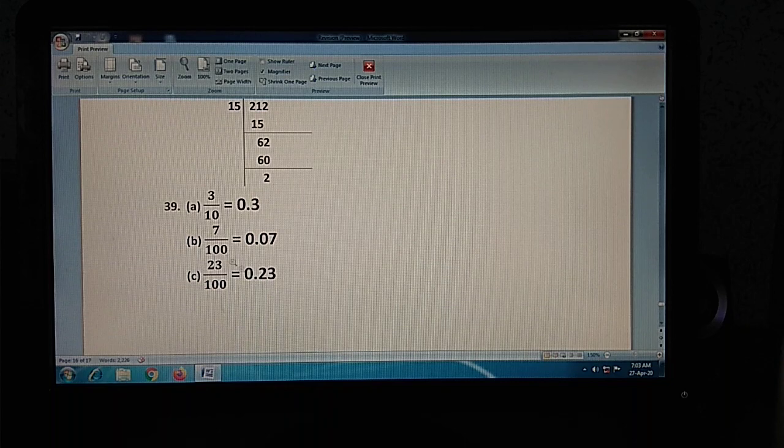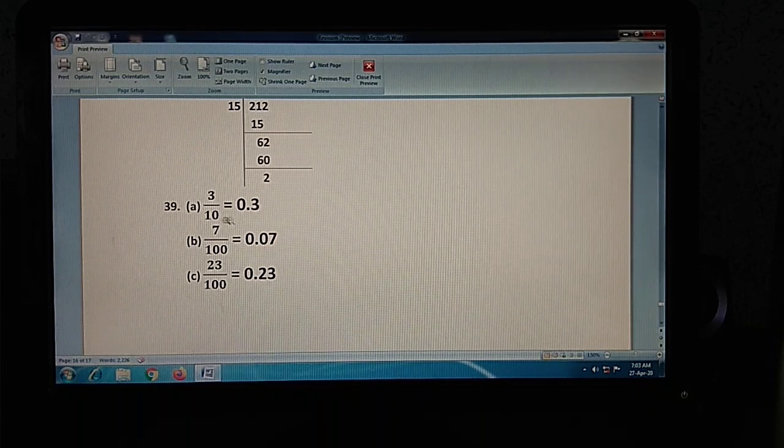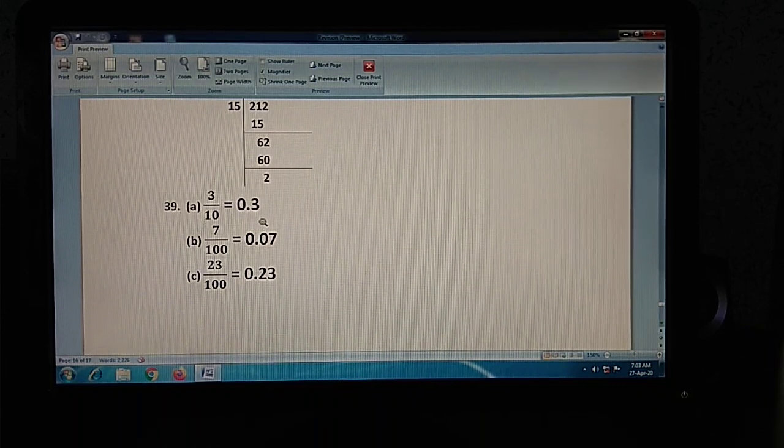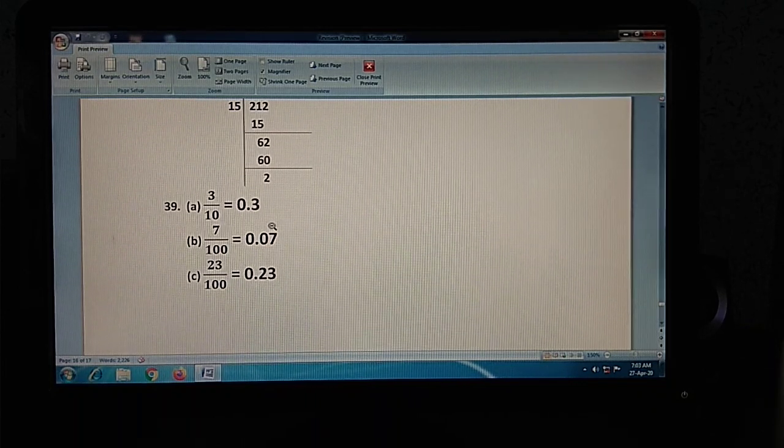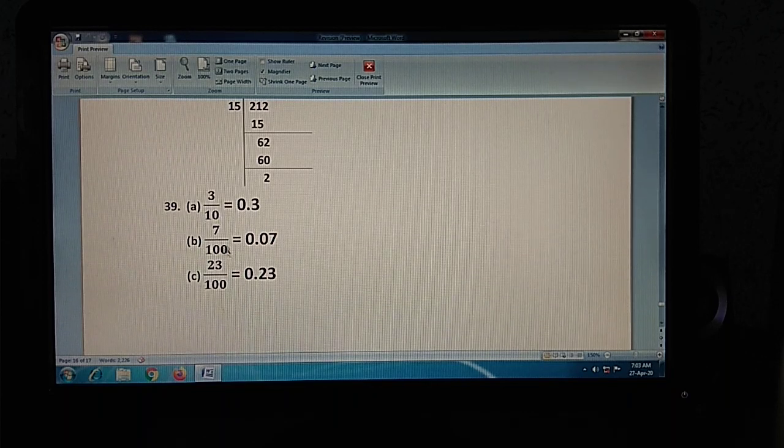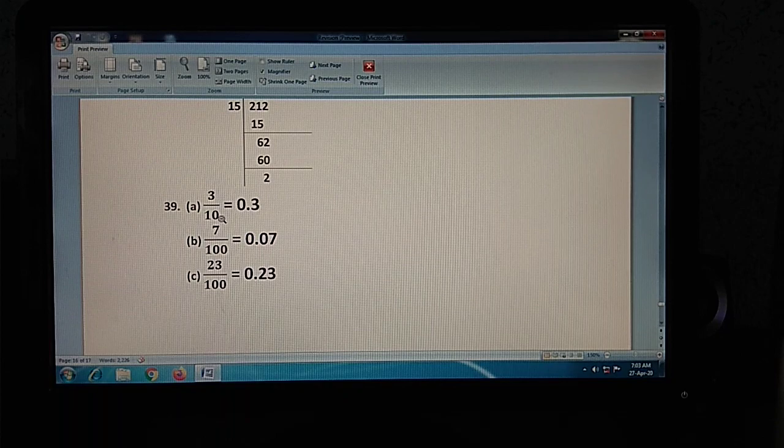Now question 39, you have to write in the decimal form. This is given in the improper fraction, you have to write it in the decimal form. So how did I get this number directly? Whenever there is a denominator as 10 or 100 or 1000 or whatever it is, what you have to do is very simple, you just have to write 0 point after decimal.